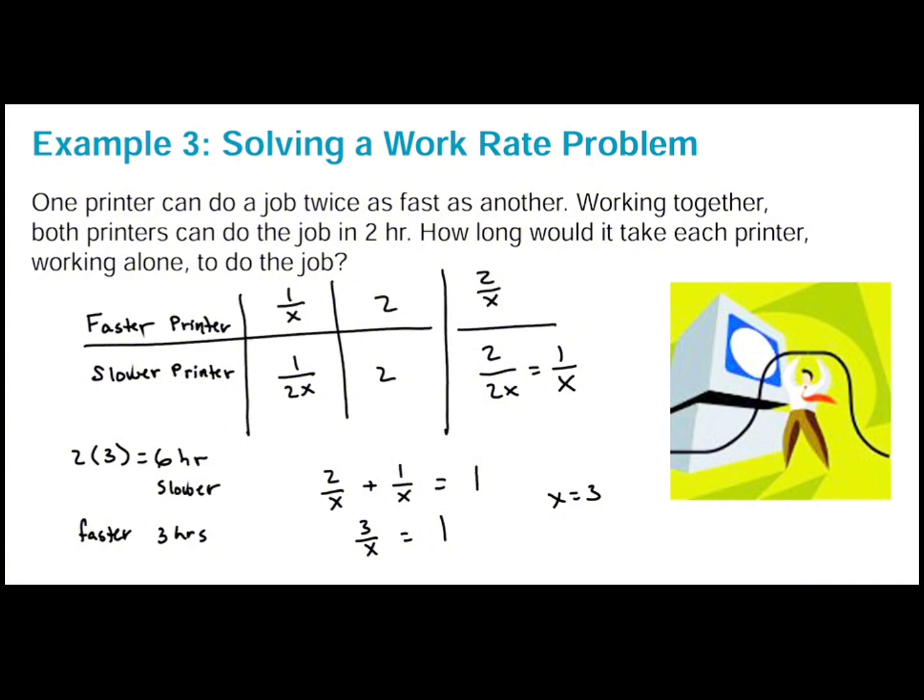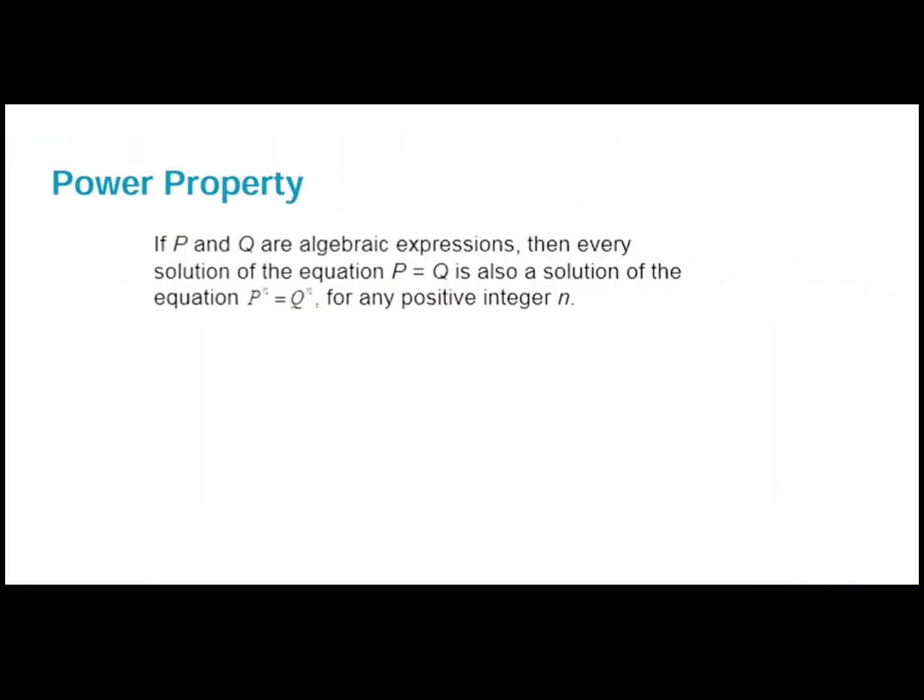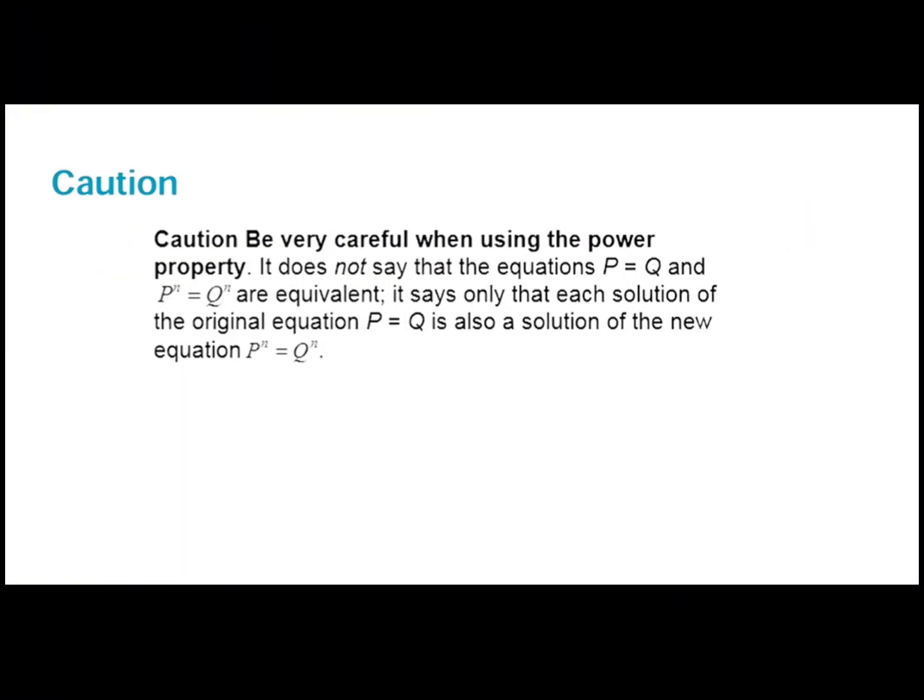So let's look. Now, power properties. When we talk about power properties, it says if P and Q are algebraic expressions, then every solution of the equation P equal to Q is also a solution of the equation P to the n is equal to Q to the n for any positive integer n. So what it's saying basically, if P is equal to Q, that means we have the same base. So if I raise it to the same exponent, it should be the same. That's all it's saying.